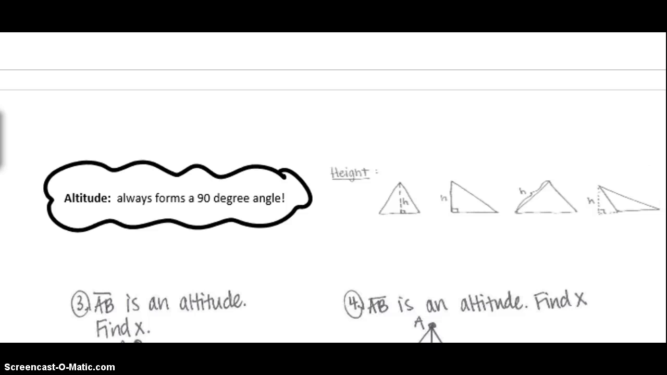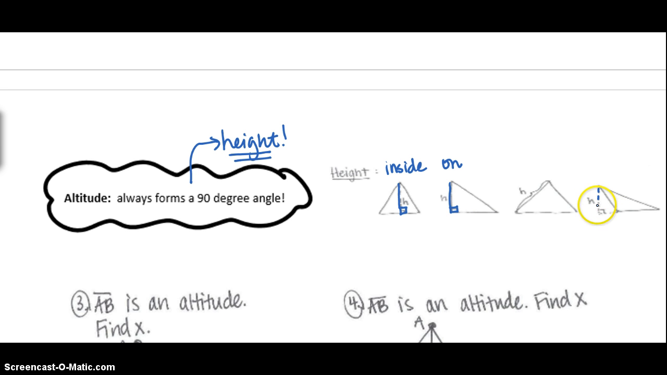Now, an altitude always forms a 90-degree angle, but to find that, it has to do with the height of the triangle. And students really struggle with height. So look at this picture over here. Notice that this height happens inside the triangle. And notice that it's wherever you see the 90 degrees, right? This height right here happens on the outside of the triangle, or on the triangle, I should say.